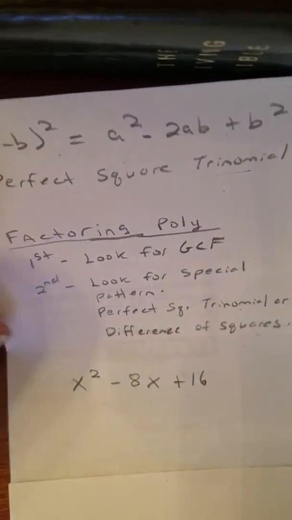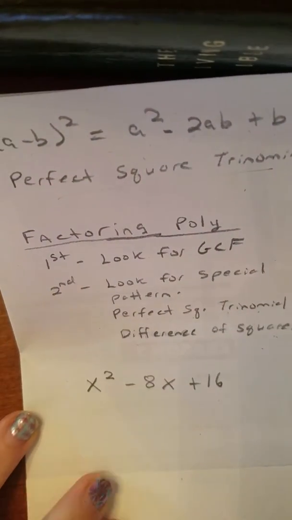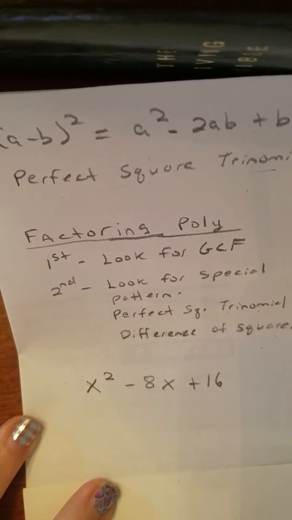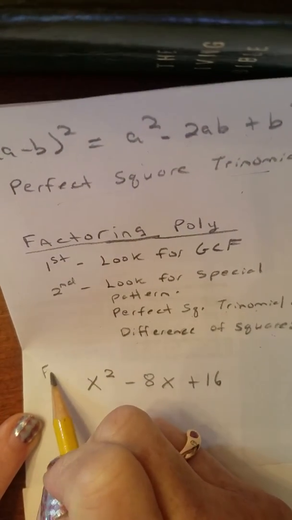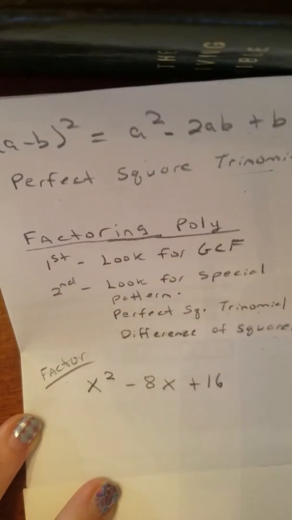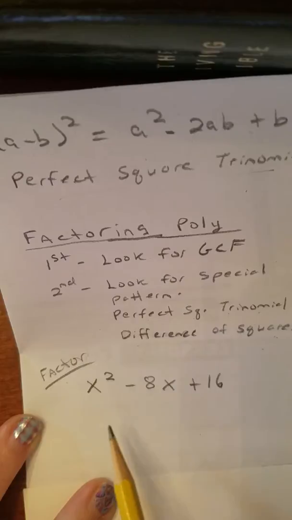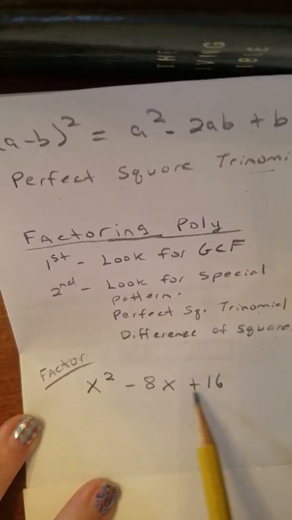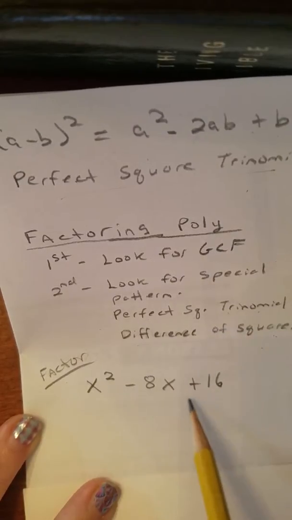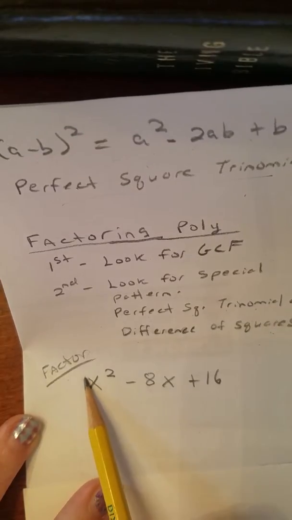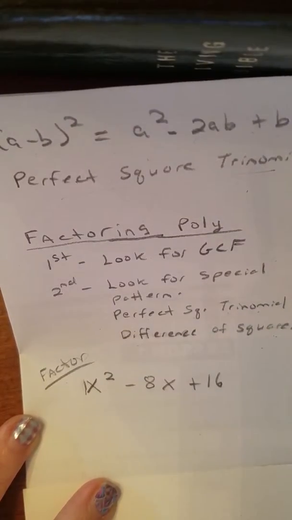So let's look at this one here. Here I have x squared minus 8x plus 16. They're asking you to factor. That's the directions. Factor. Okay. So the first thing you're going to ask yourself, is there a GCF? Well, they don't have an x in common. And the only common factor they have is 1, because this is a 1x. So there isn't a GCF.